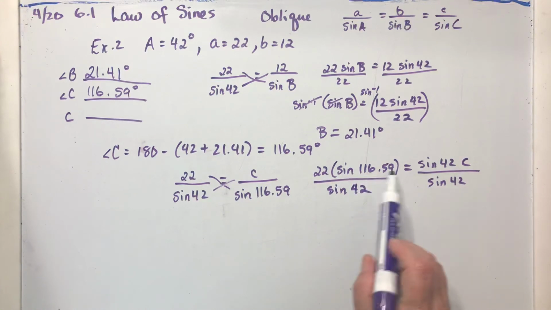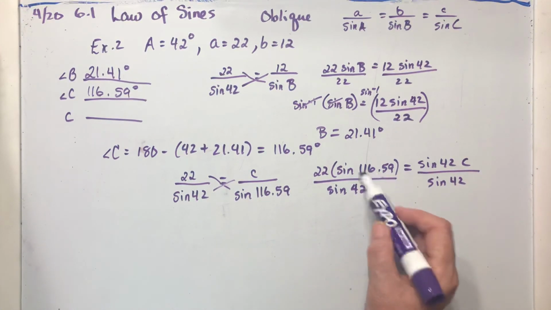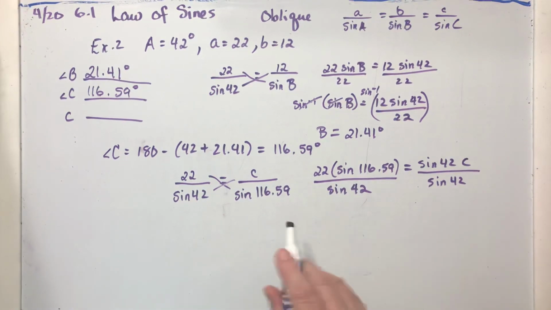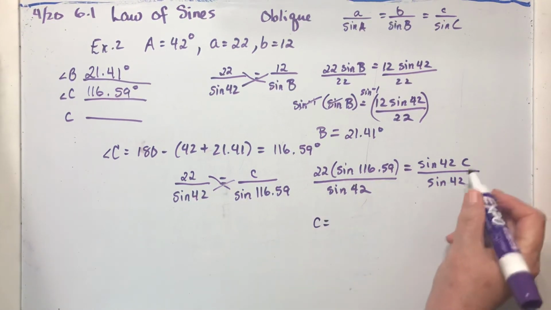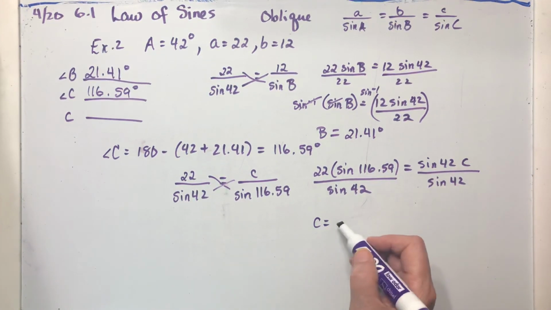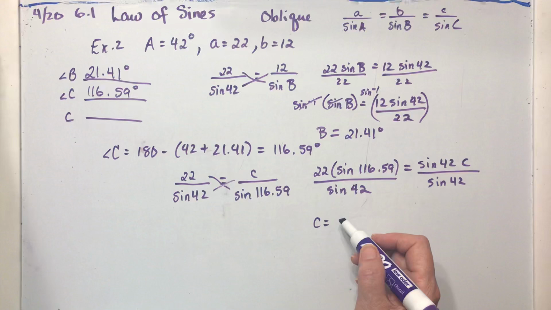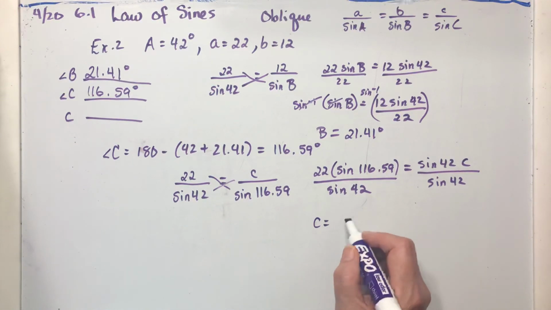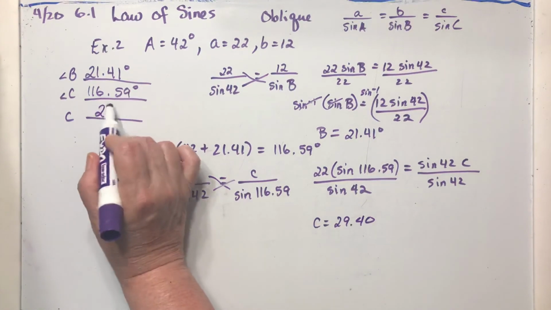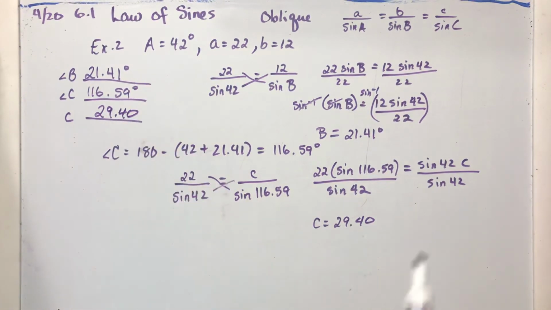22 times the sine of 116.59. Remember to close parentheses there, divided by the sine of 42. And this was a side, it wasn't an angle, so we don't have to do the sine inverse. And you should get that c equals 29.4 or 29.40. So those are the 2 types of problems you're going to see on your homework.